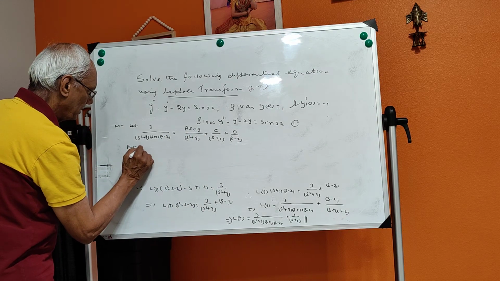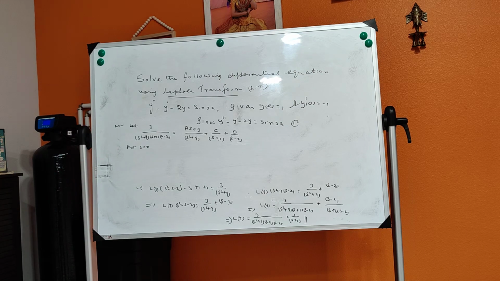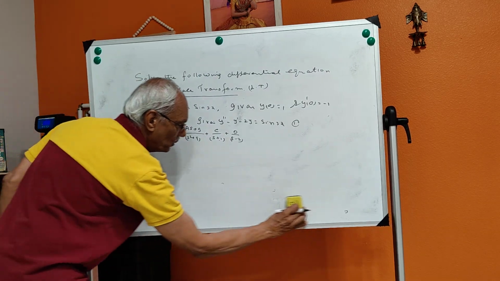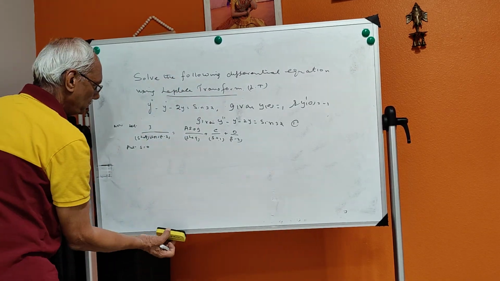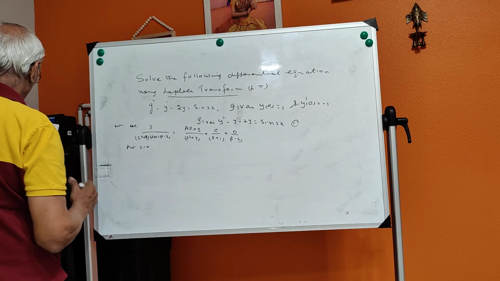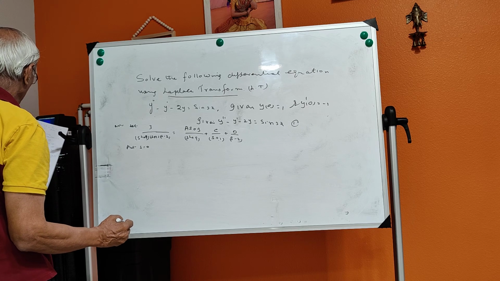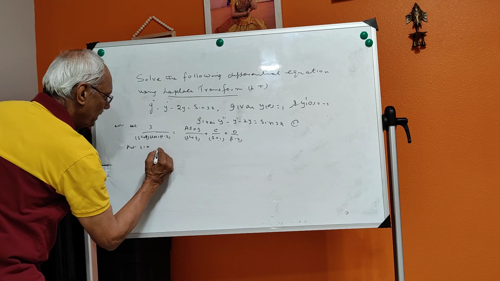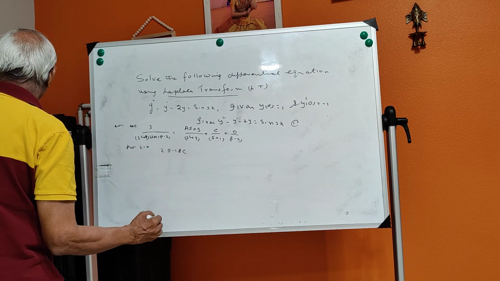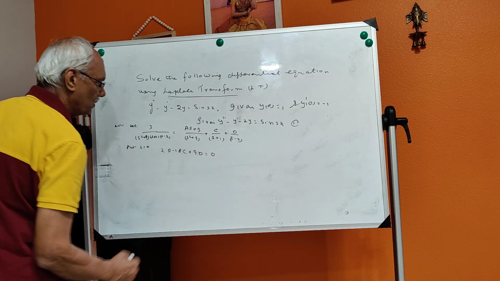Now, to get the values of a, b, c, d, put s is equal to 0. When you put s is equal to 0, you will get 2b minus 18c plus 9d is equal to 0.